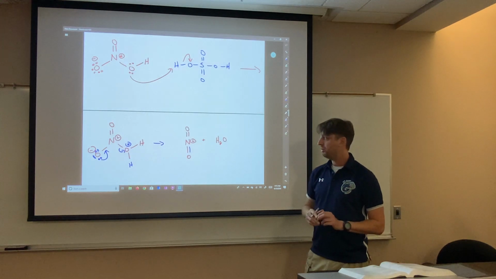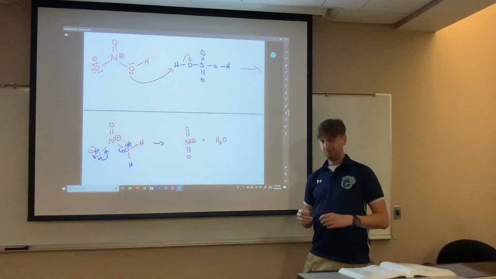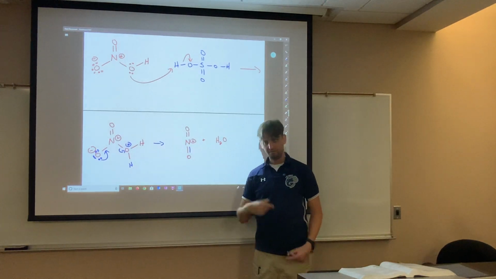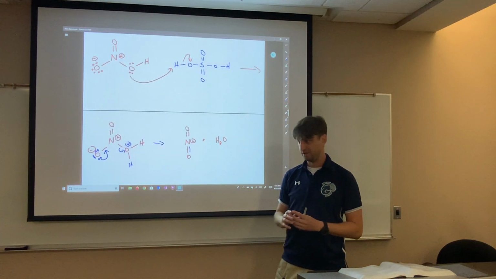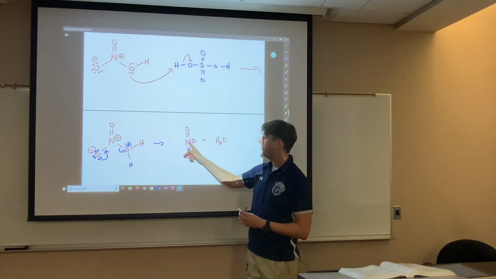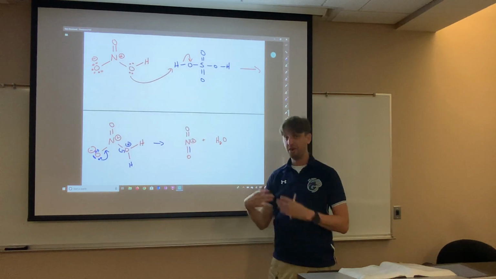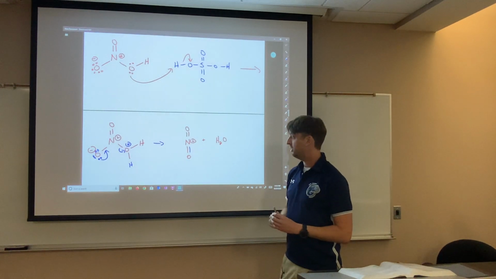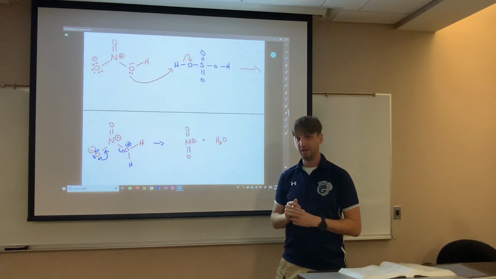Now, what do we know about nitronium? It's a really good electrophile, right? This nitrogen in the middle, we see a positive formal charge on it. But not only that, it also has double bonds coming off. That means it's pretty susceptible to accept an incoming set of electrons.